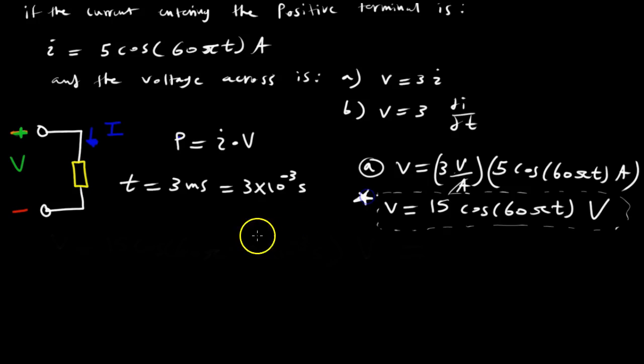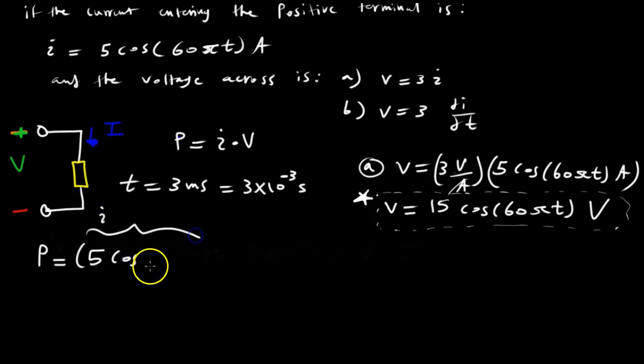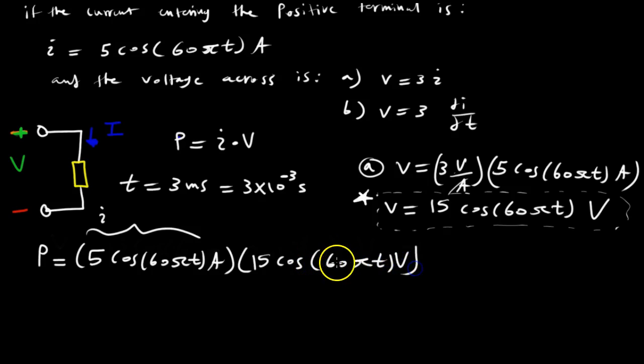Remember that we found the voltage for part A, and the current was already given, so I'm going to multiply the current and voltage here, and I get 5 cosine of 60 pi t amps, that's the current, multiplied by 15 cosine of 60 pi t volts.